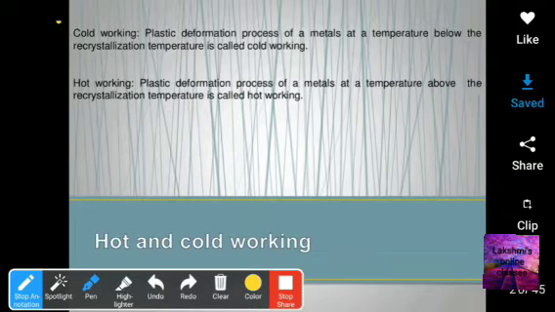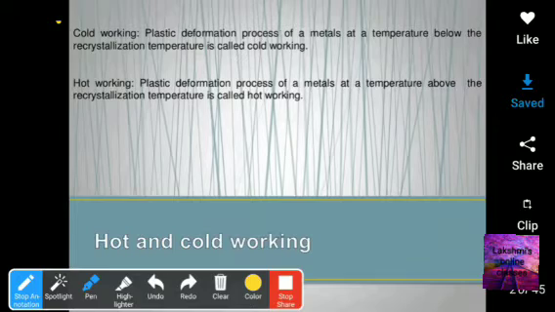So how do you define cold working and hot working? Mainly, the cold working definition has been shared on our screen. Drastic deformation of the metal at a temperature below the recrystallization temperature is called cold working. So it is very clear to us. Coming to the second one, hot working. Plastic deformation of metals at a temperature above the recrystallization temperature is called hot working. So, above the recrystallization temperature and below the recrystallization temperature.